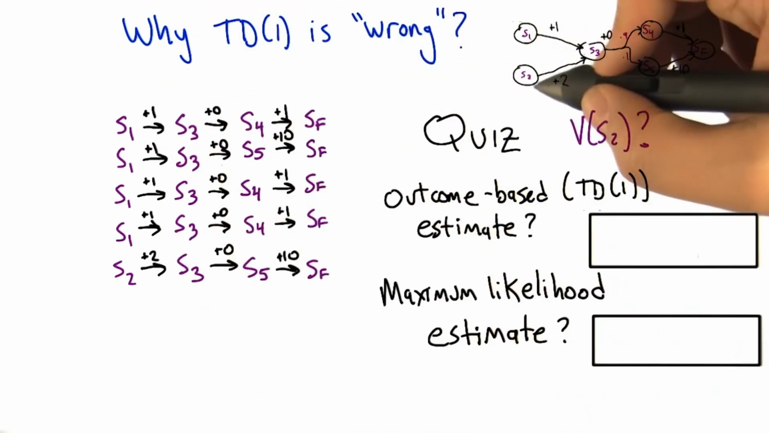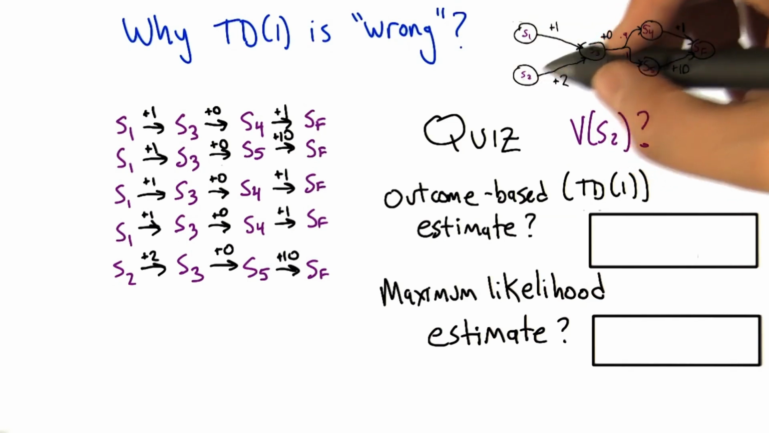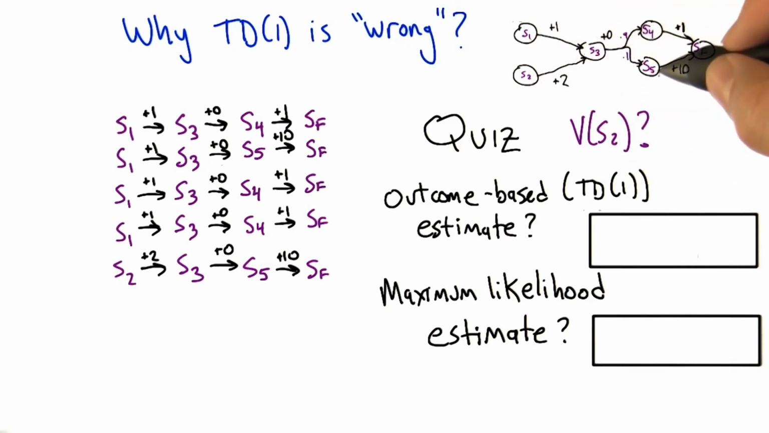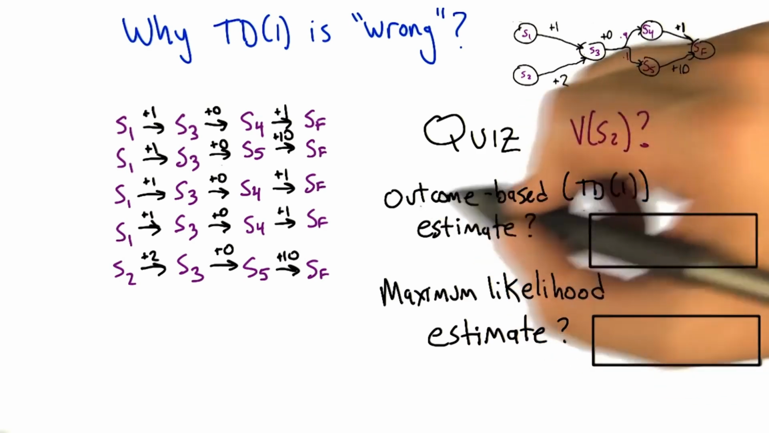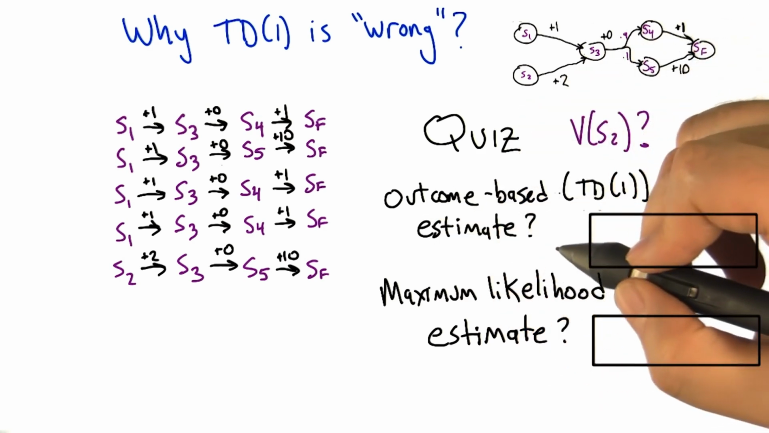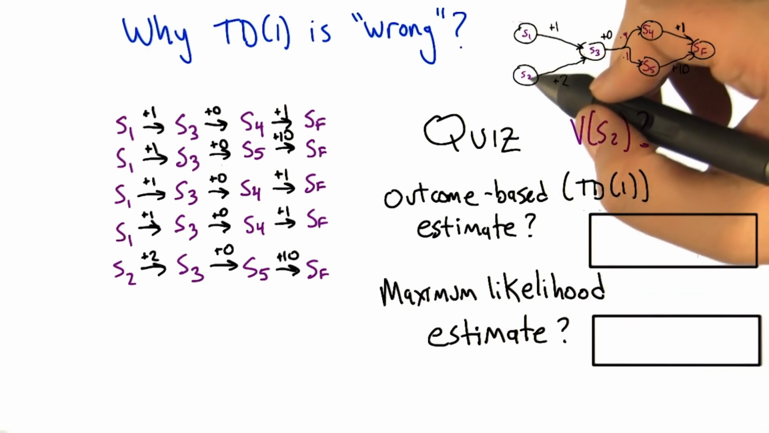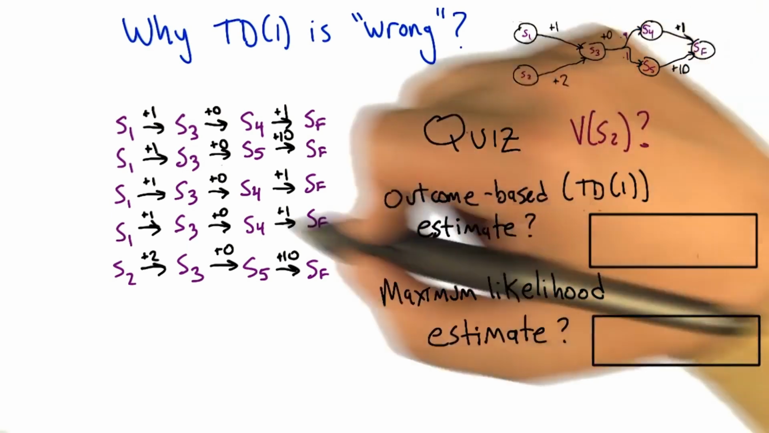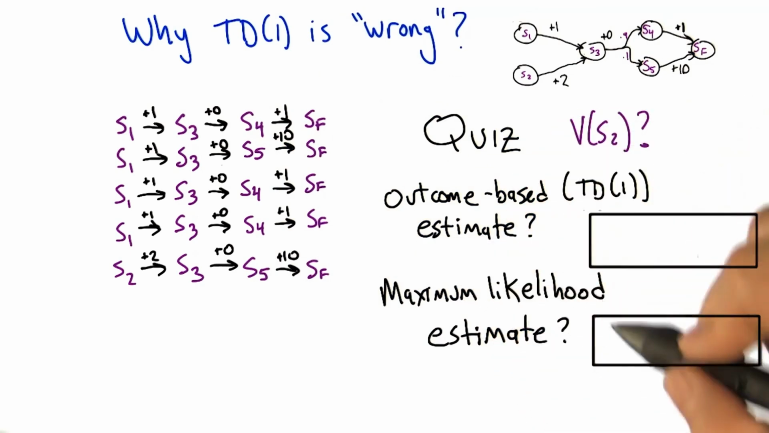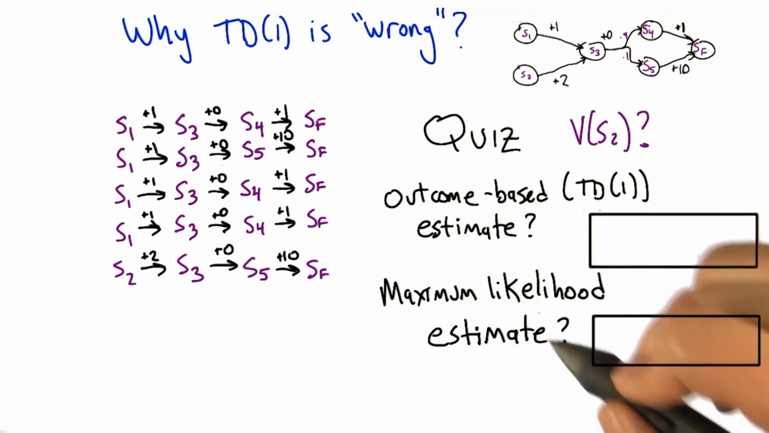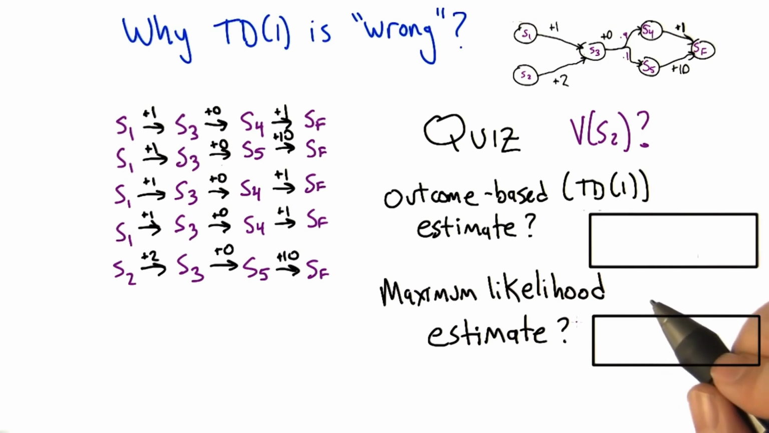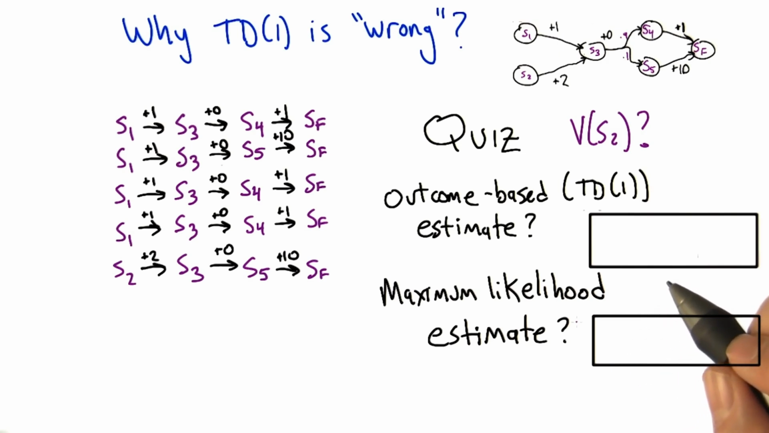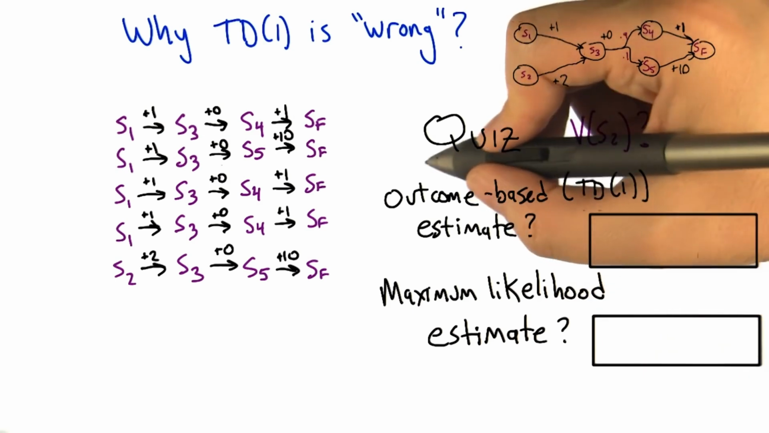And then in the last one, we observe starting from S2: S2, S3, S5, SF. Okay? And now what we want to figure out is what TD1, or an outcome-based estimate, gives us as an approximation for the value of S2 given this set of data. And then we'll compare it to what we get with the maximum likelihood estimate. Okay. Wait, you want me to do this? Yeah. Oh, okay. So it really is a quiz. Yeah, that's what this is.